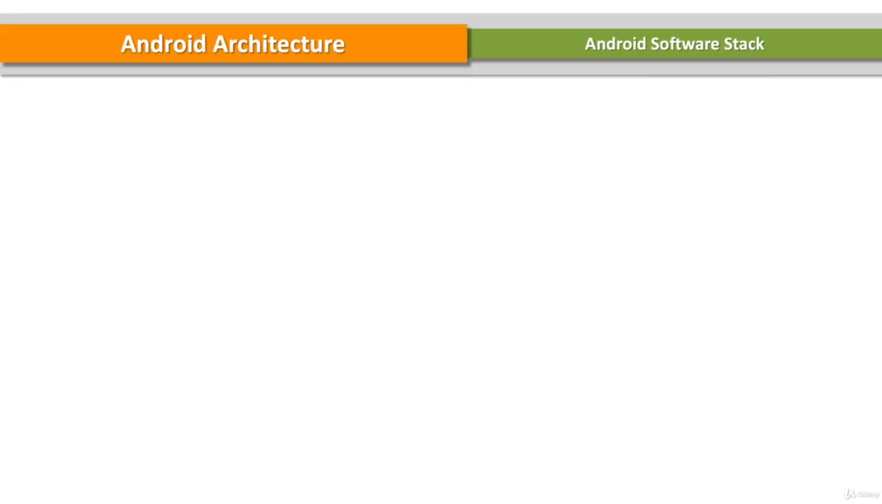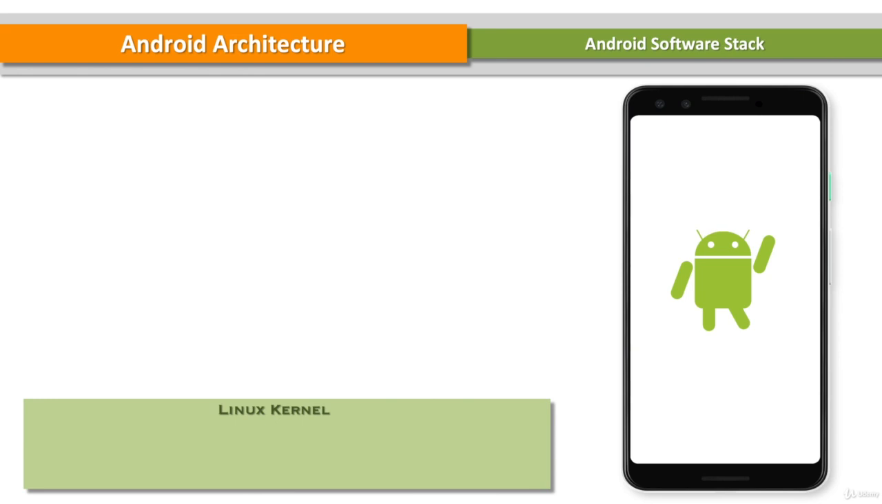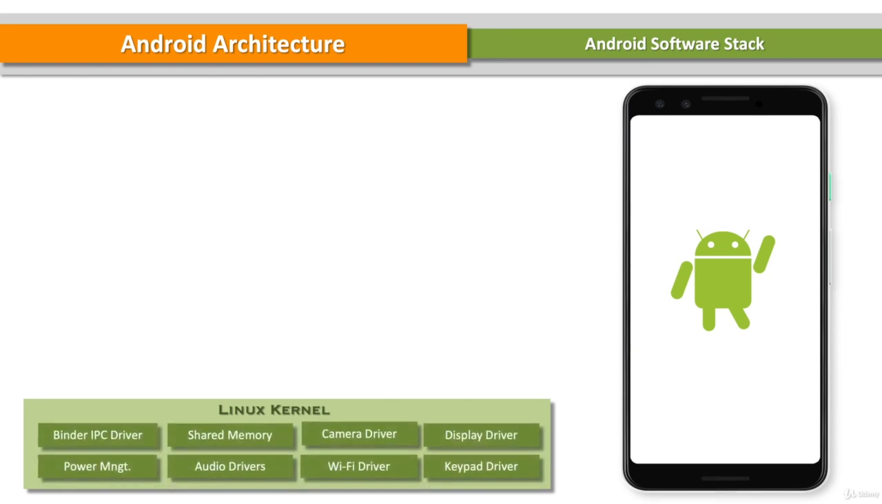So let's have a look at Android software stack because it's composed of several different layers. Each layer defines interfaces and offers specific services. Let's briefly examine Android's architecture from the bottom up. As you can see in the figure, Android is built on top of the Linux kernel.